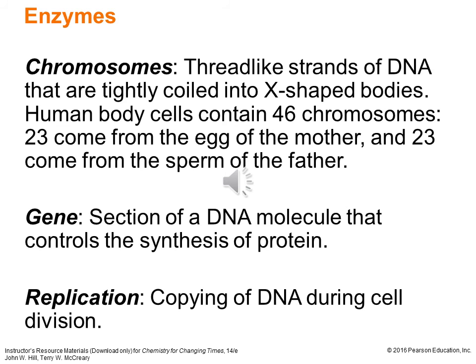So I mentioned chromosomes a couple of slides back, and chromosomes themselves, of course, are these thread-like strands of DNA that are tightly coiled into mostly X-shaped bodies, right? There's the Y chromosome that has more of a Y shape if you're a male, but the human body contains 46 chromosomes, 23 of which came from the egg of your mother, and 23 of which came from the sperm of your father, and then those, for the most part, they're duplicates of each other, aside from males have just one Y chromosome from their father and an X chromosome from their mother, whereas females have an X chromosome from both the mother and the father.